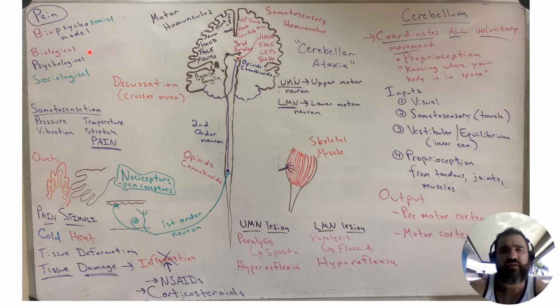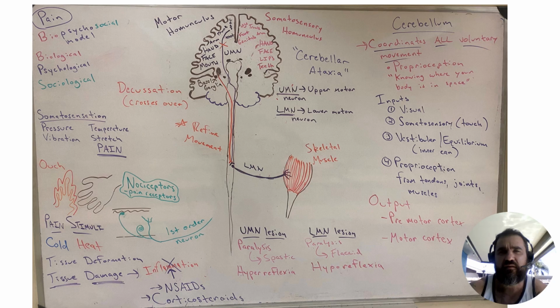Now, last thing, sociological. So that's like your support system. That's how you deal with your coworkers, how you deal with family. Do you have support with what you're going through? And that's the sociological aspect of pain. Okay, that's the sensory pathway. I think I said everything I need to say. All right, here's the motor pathway.